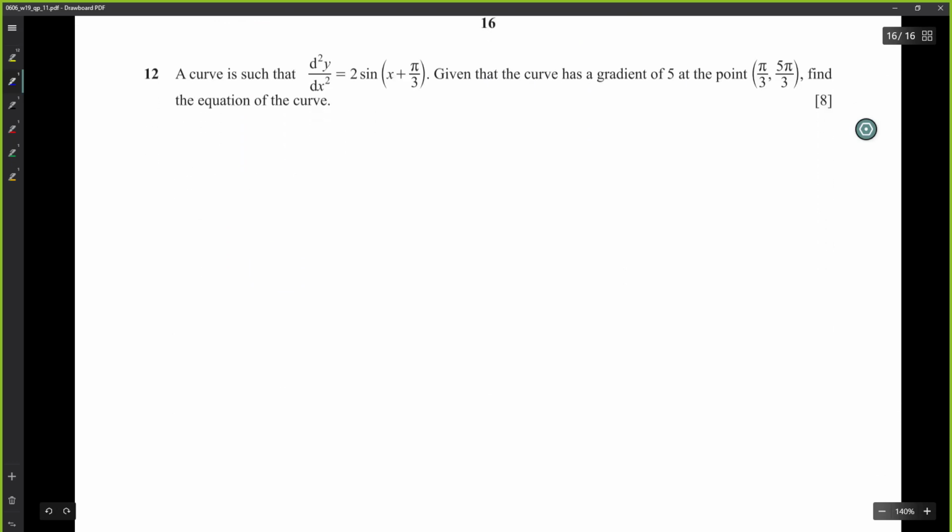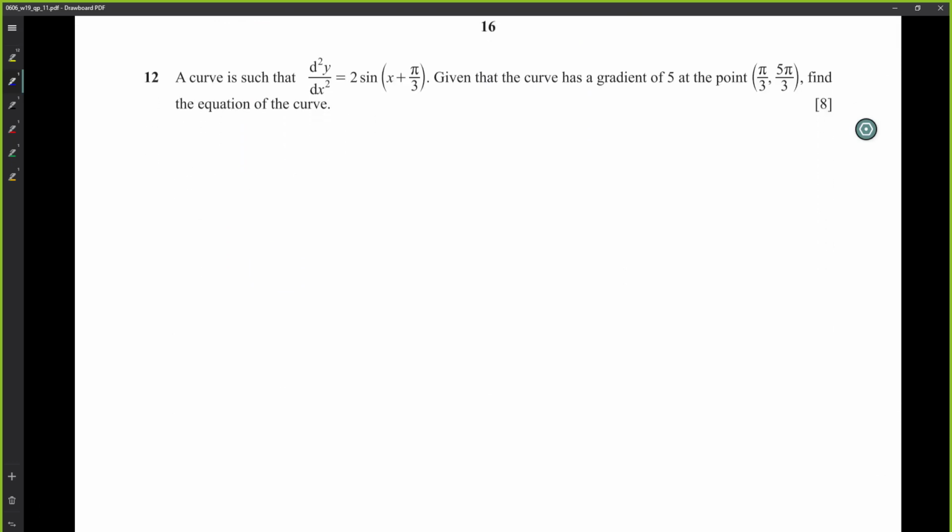Alright, last question of this paper. So a curve is such that the second derivative, and then they give you a gradient, and they ask you to find the equation of the curve. It's an integration question. I say many times in IGCSE only one method is to find the equation of the curve, which is integrate dy/dx. But you have d2y/dx squared, your second derivative right here. So you kind of need to do integration 2 times.